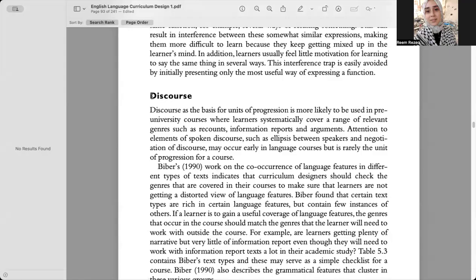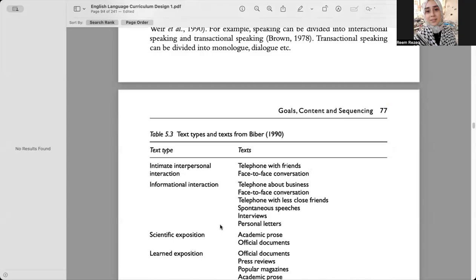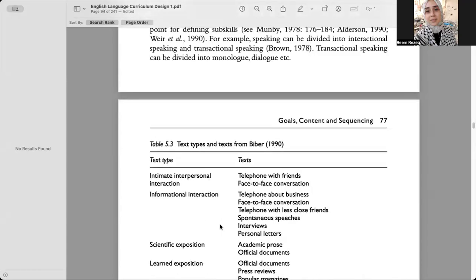Here we have discourse, and we have different kinds of discourse. For example, here we have where learners systematically cover a range of relevant genres, and it's very, very important. For example, recounting, reporting, arguments. So all of these are, for example, we could have argument. Negotiation between speakers may often occur early in language courses, but it's really the unit of preparation of the course. So we have different discourse analysis, and as I told you, it could be for argument, it could be for persuasion, it could be different issues.